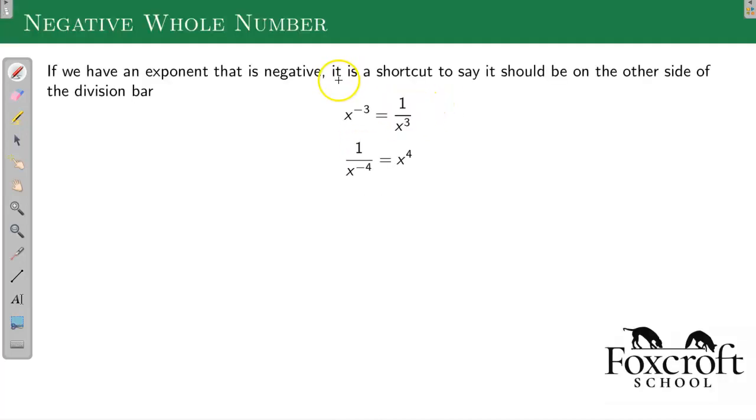All right, negative exponents are ones we just learned. Negative exponents is just kind of a shortcut for saying it wants to be on the other side of the division bar. So sometimes you might have to create the division bar and then move it down. That turns into a positive. If it's already on the bottom, then it wants to move up to become a nice, happy, positive exponent.